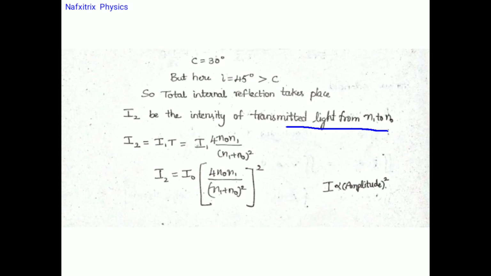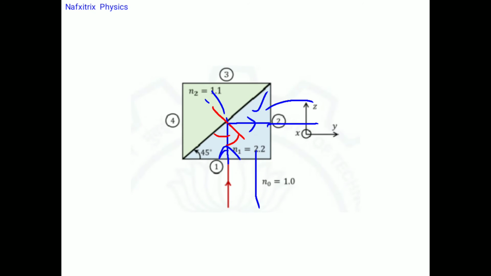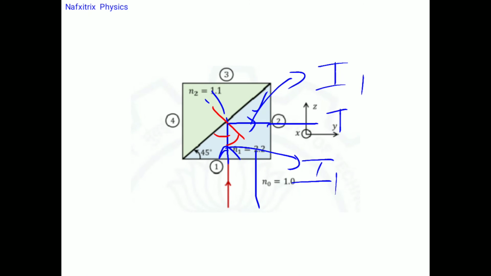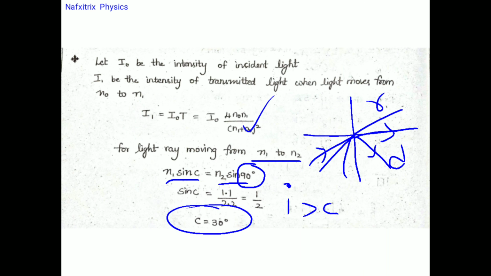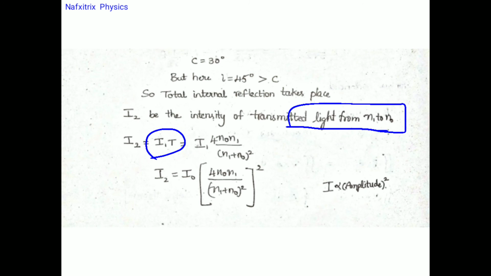So I2 be the intensity of transmitted light from N1 to N0. So it would be equal to I1 into T, I1 into the transmission coefficient. I1 is nothing but how much light is coming here. So here how much light is coming? I1, just as here the intensity of light coming is I1. So here also the same thing happens. And after coming outside, that is I2. This one we needed to find out. That was asked in the question, of course not intensity but amplitude.